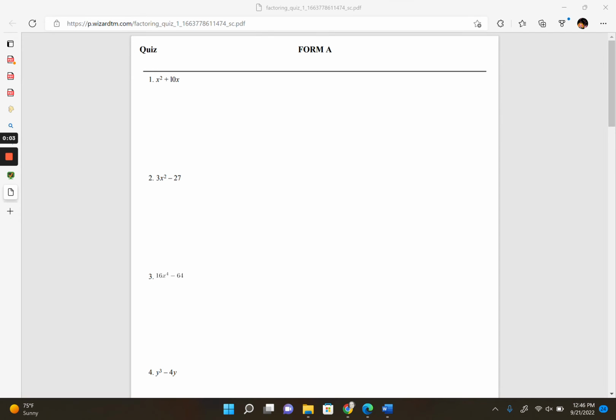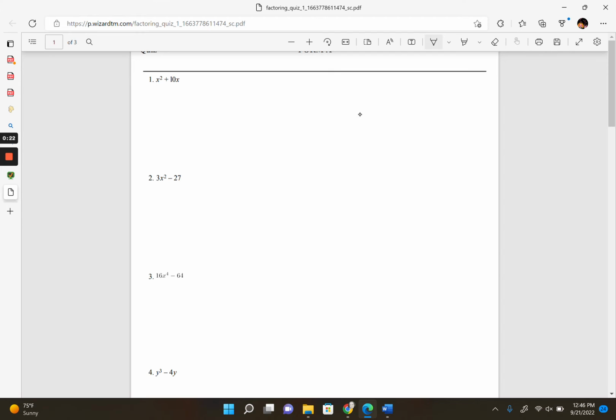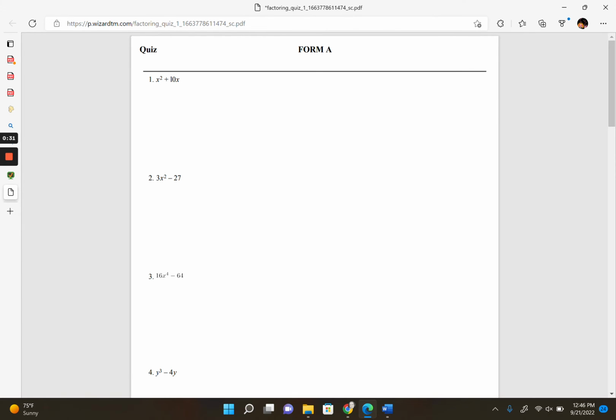Okay, so we're going to go over our factoring quiz that we just took so that we can make sure we have great mastery of it. There were two forms of the quiz. Form A had an A in the upper right hand corner, and if you had Form B, you had a B in that upper corner. I'm going over Form A, but I will tell you which question it matches in Form B.